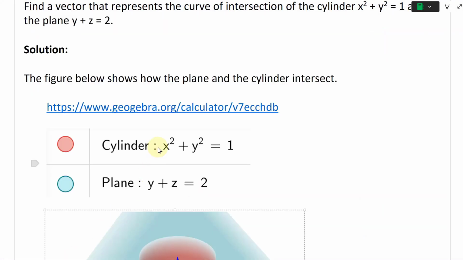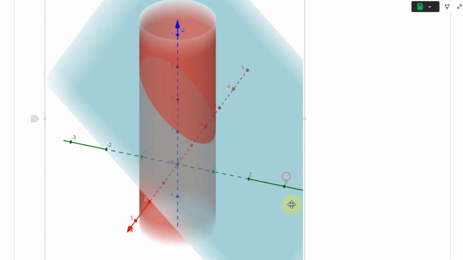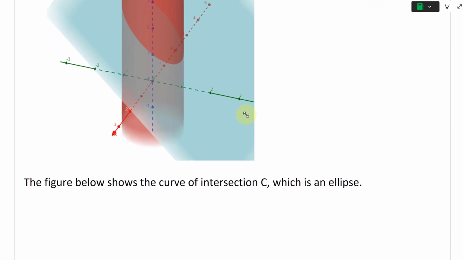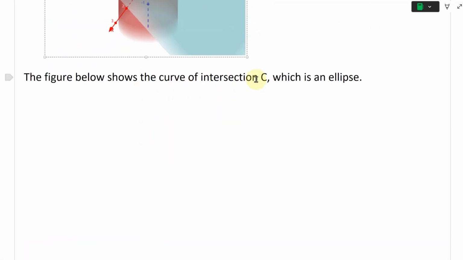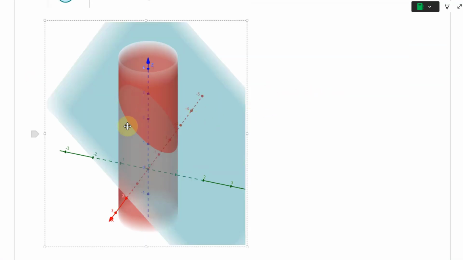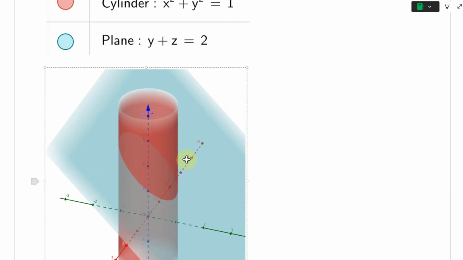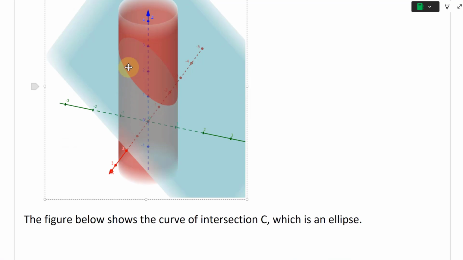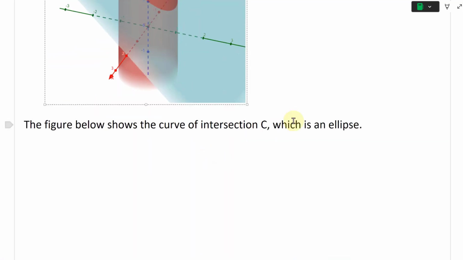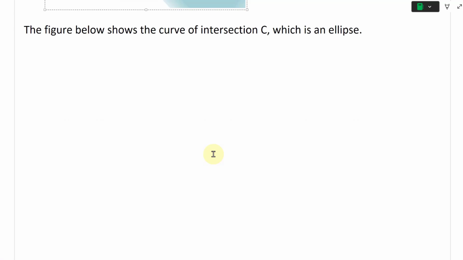All right, so let's get back into here. The figure below shows the curve of intersection C, which is an ellipse, and you can see this is an ellipse right here. A circle would be perfectly perpendicular to this. There's a horizontal plane cutting through it, but it's at an angle, so it's going to be an ellipse. Before I graph it, I'm going to find all the points of intersection, or just several points. I'm going to find 4 points, with specific numbers that are easy to calculate.